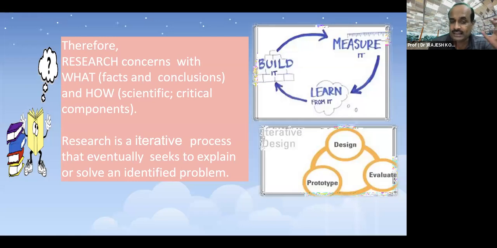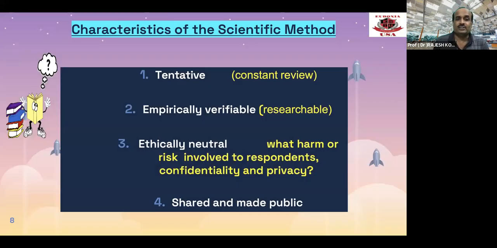Therefore, research consists of what? Facts, and it includes the fact, which is true in nature, and we conclude it. And how? Very, very important. This word how means how it has come. It is always when it solves, always scientific in nature and critical, having components. So research is an iterative process that eventually seeks to explain or solve an identified problem. So this is the concept of research.